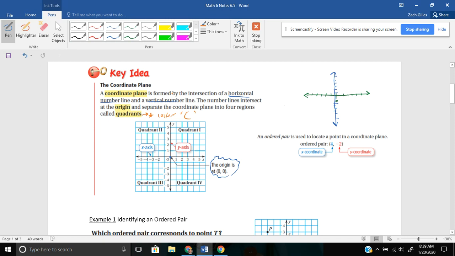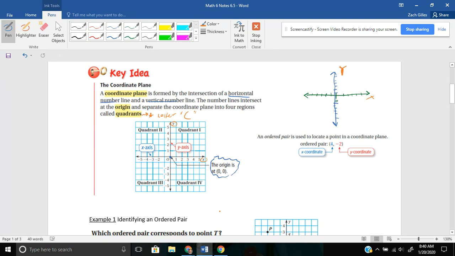A couple other things to point out. The vertical number line we call the y-axis. I've had students in the past remember that because the stem of the y is up and down. That's how they remember that the y is the vertical axis. And the x-axis is the horizontal. Right? You'll see it's marked right here.